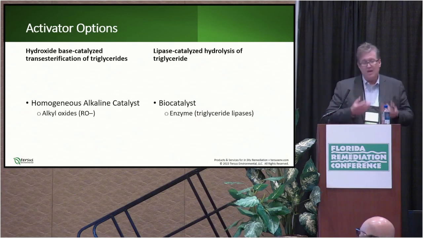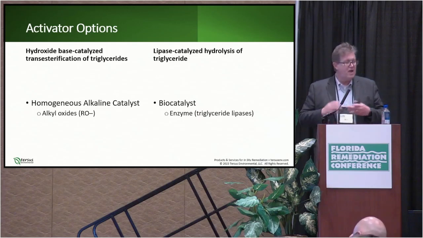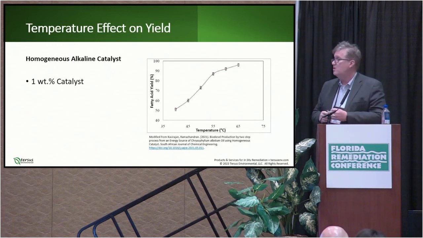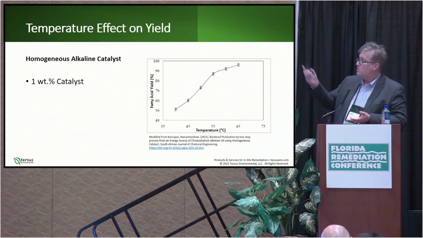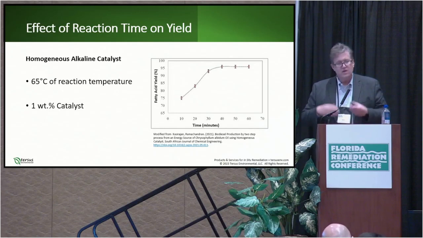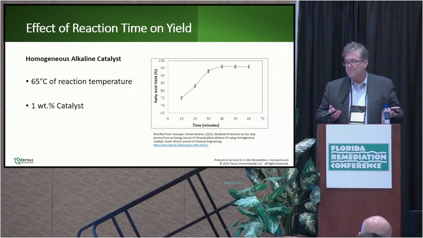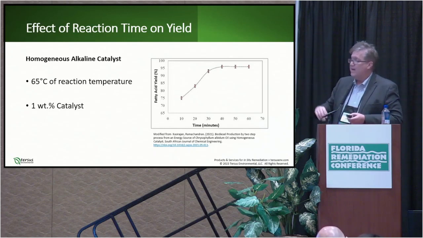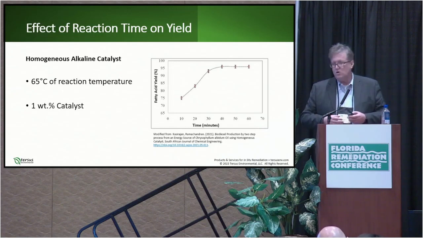You can also use enzymes for the biocatalyst, but unfortunately, we haven't really spent a significant amount of time with that. And so if we look at why we would want to add temperature to it, this is where we're using 1% of a catalyst, and this plot here is temperature versus fatty acid yield. As you can see, the yield goes up as the temperature goes up. And if we hold the temperature to 65 degrees C with a 1% by weight catalyst, you can see we're going to plateau within roughly 30 to 50 minutes, and the yield is not going to significantly improve with additional time. So the reactions do occur fairly quickly.